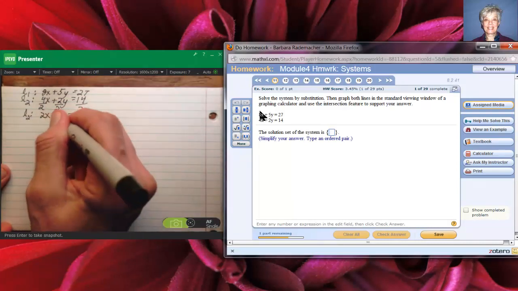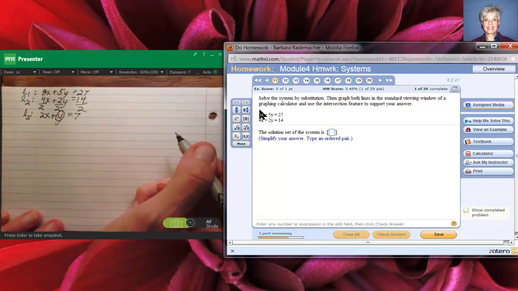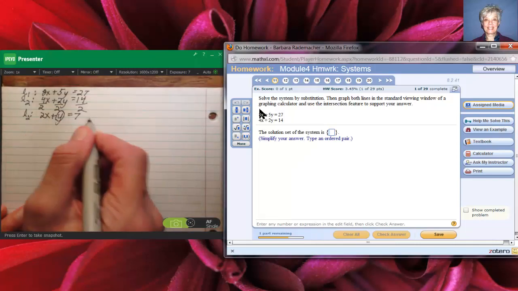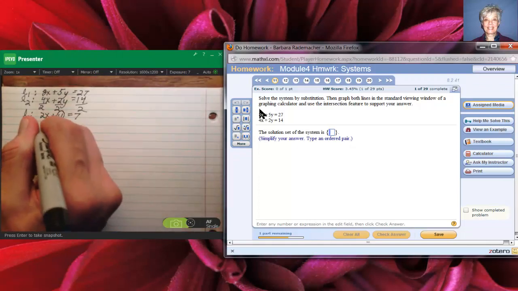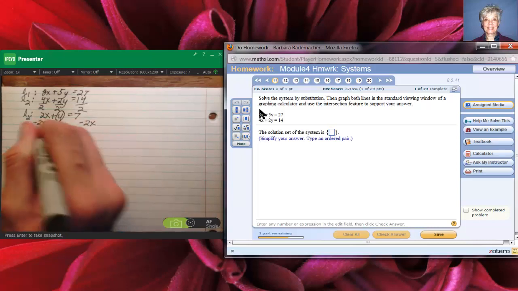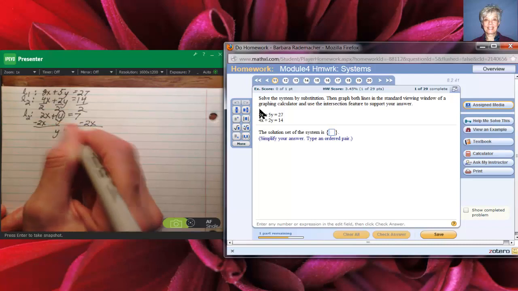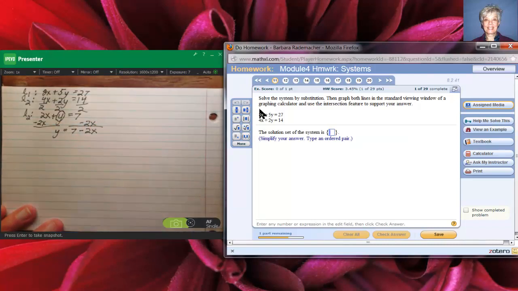Now, it will be very easy for me to solve for y. So I'm going to do that, and then I'll have a substitution equation. All I have to do is subtract 2x from both sides of the equation. Minus 2x, minus 2x. So I'll have y equals 7 minus 2x. And that's from line 2.